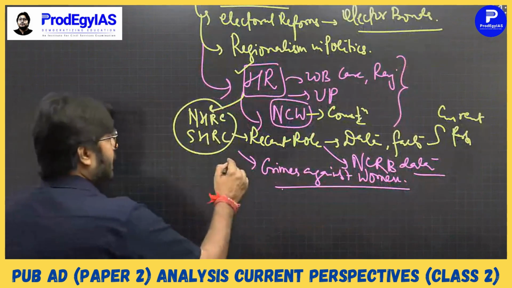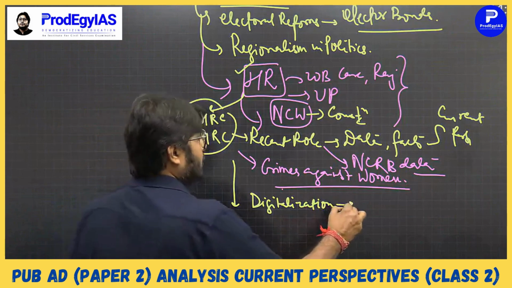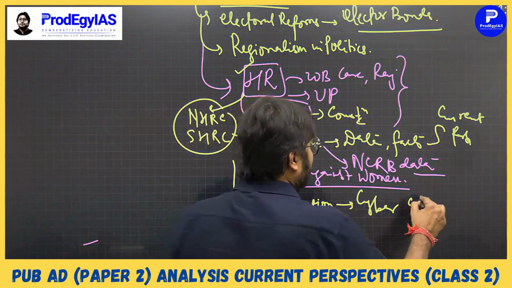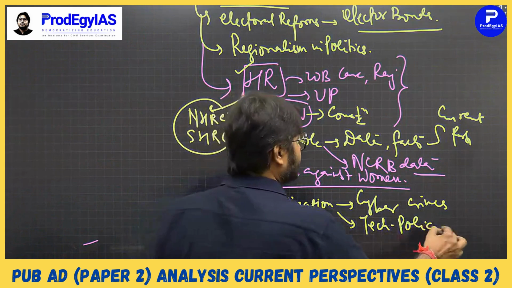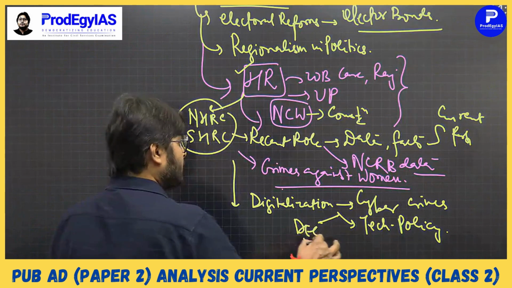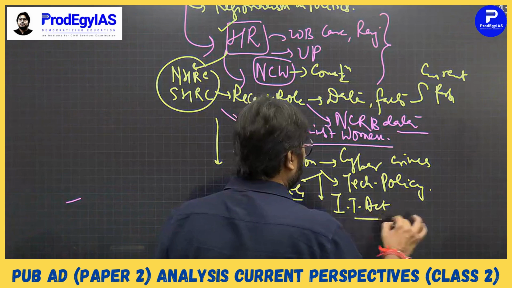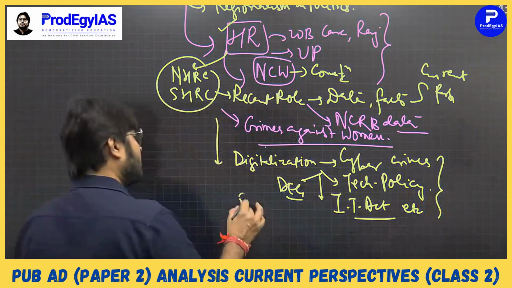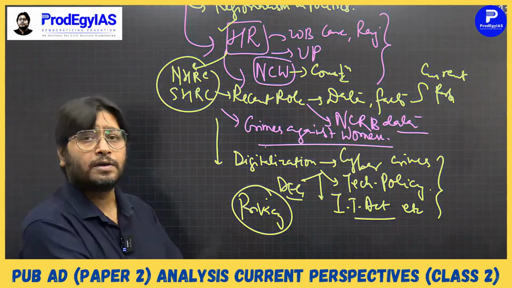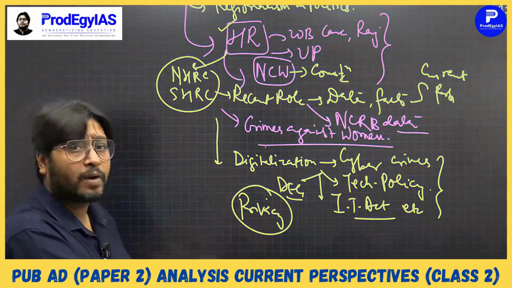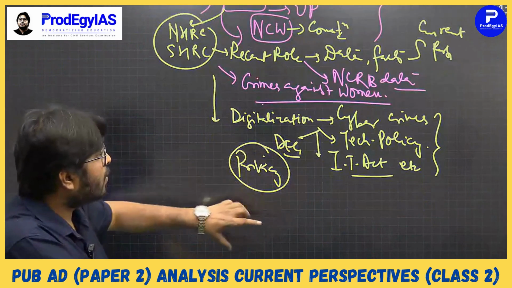Then the impact of digitalization. So one question you can always expect is on cyber crimes or technology policy, especially related to digital era governance, the IT Act, privacy. These are all more or less the current general issues. They are not basically administrative issues, but governance issues, mostly what we read in GS Paper 2. So they are more or less regularly asked.